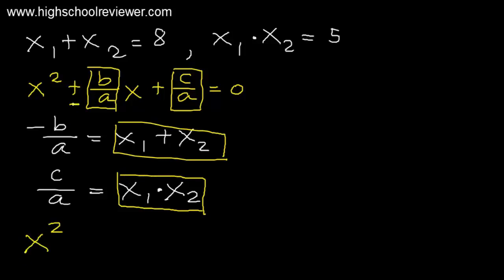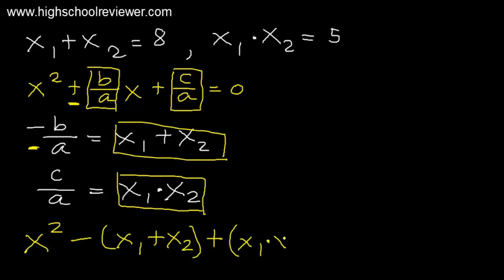Okay. Now, since this is positive and this is negative, this will now become negative. And then instead of b over a, we are going to put here x sub 1 plus x sub 2, and then plus, instead of c over a, we are going to use x sub 1 times x sub 2 equals 0. And then we can substitute now the values of x sub 1 plus x sub 2. So the value of x sub 1 plus x sub 2 is positive 8.